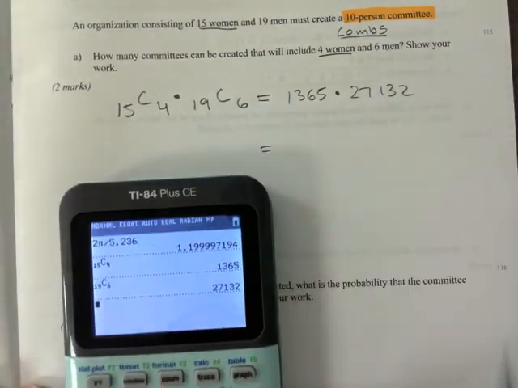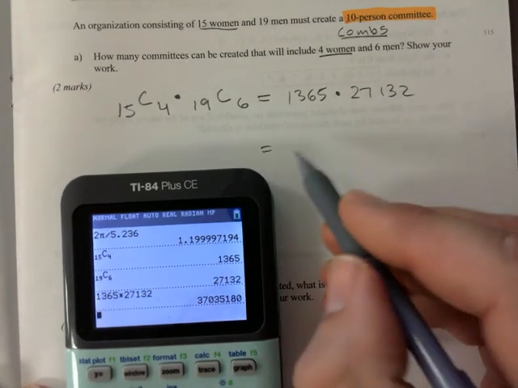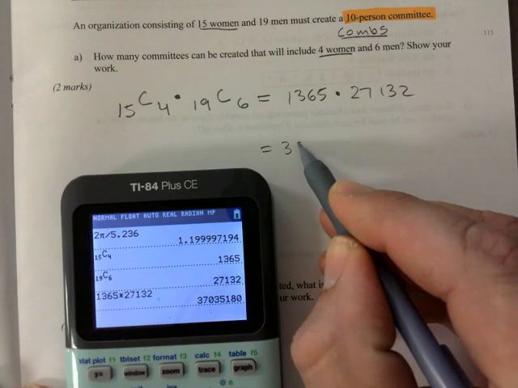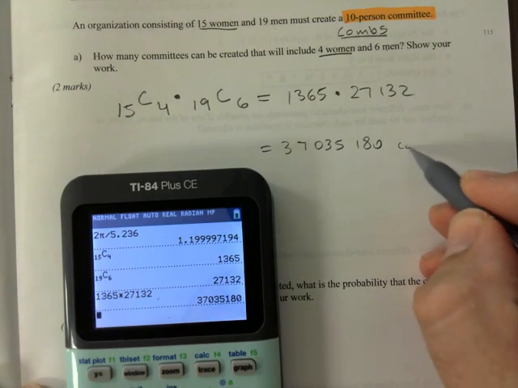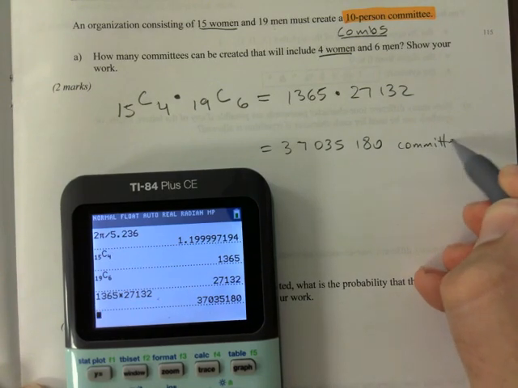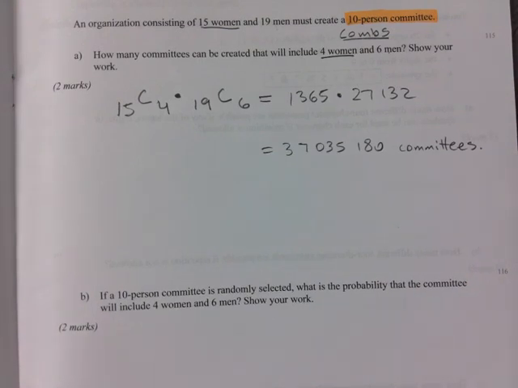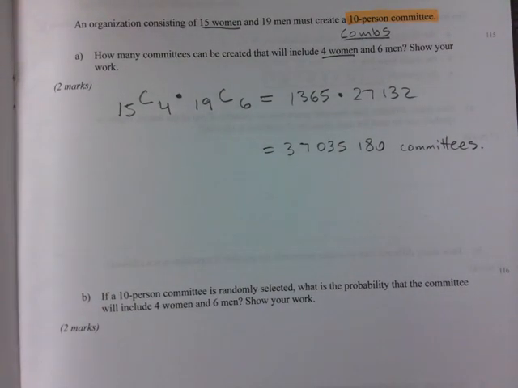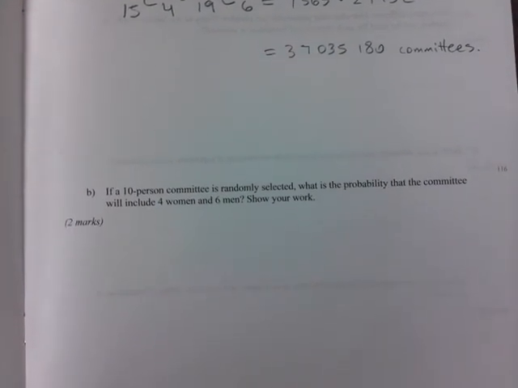And then we multiply those two. You can just grab your calculator, multiply them, copy paste, right? And there it is. 37,035,180 committees. Do not use perms here because order doesn't matter. You just want a committee. So you're not arranging. You're not arranging to take a picture. You're not making a password, anything like that. So this is combinations. So 2 marks for that.